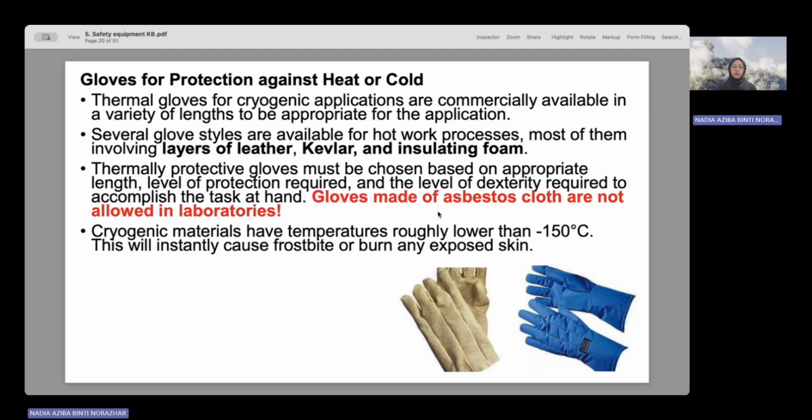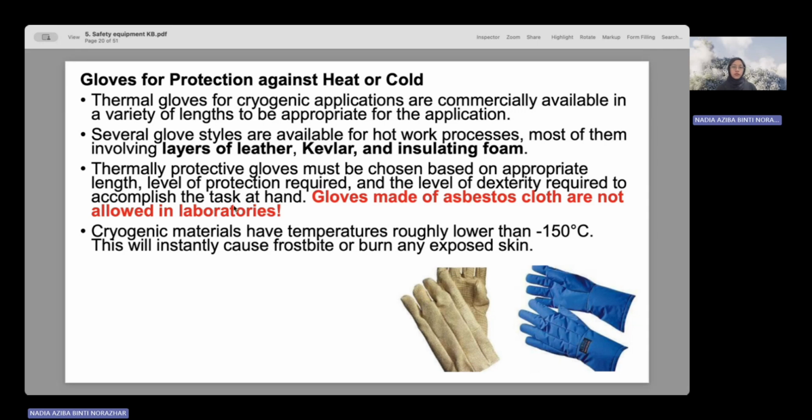So remember, gloves made of asbestos cloth are not allowed in the laboratories. Why? What is the reason asbestos cloth is not allowed? It is because asbestos is carcinogenic and it can cause contamination if it comes in contact with the lab equipment. So we do not want residue of the asbestos cloth to come in contact with our skin after that and cause the risk of cancer.